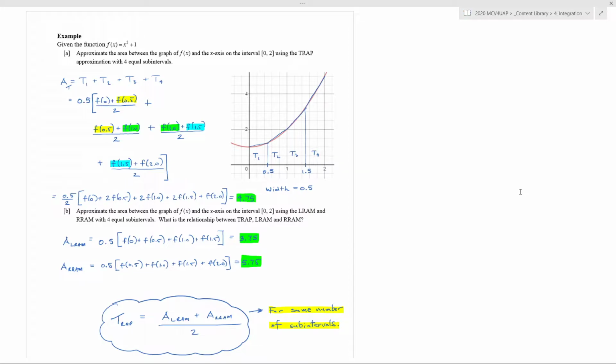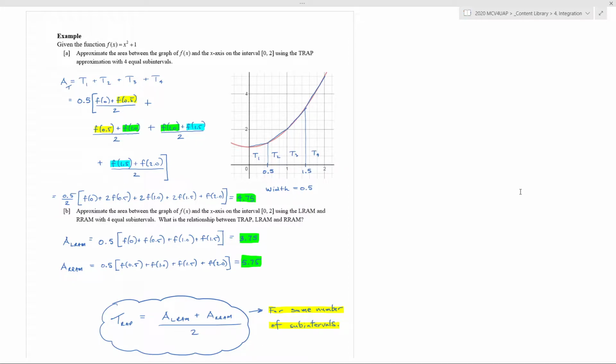For RRAM, the heights are f at 0.5, f at 1, f at 1.5, and f at 2.0. Multiply that by the width of 0.5, and you would get an area approximation of 5.75.